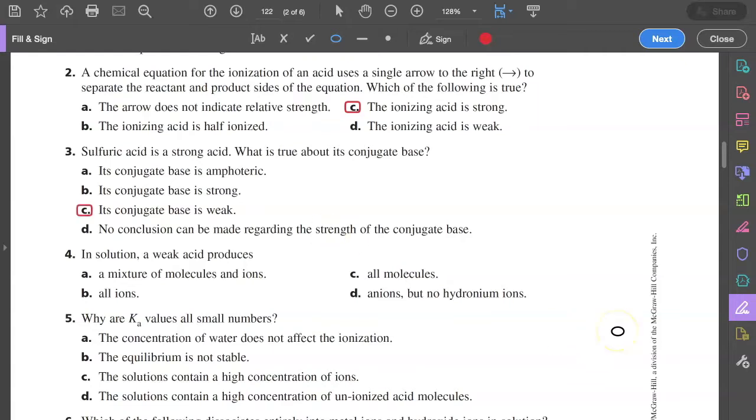The answer is C. All strong acids yield extremely weak conjugate bases. In fact, they're so weak that we talked about how they are unable to hydrolyze water. That was section 4 that we talked about that.